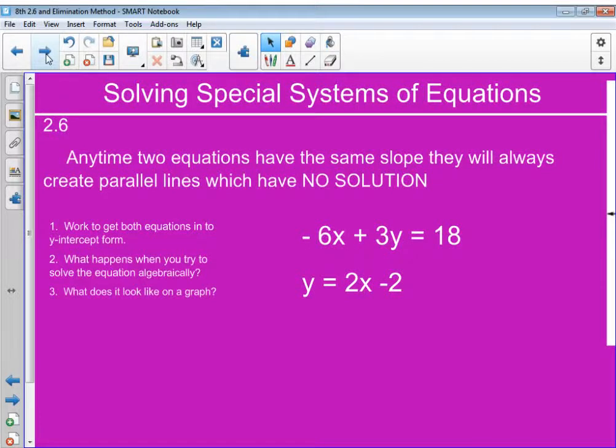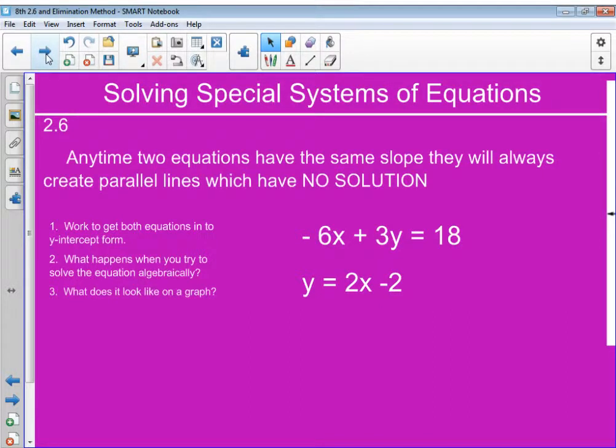So parallel lines is an example of a special system of equations, and that's where there's nothing that they have in common. When we graphed them, those parallel lines had no intersecting point, and that's what you would call a no solution. So here's a scenario that we would work with.